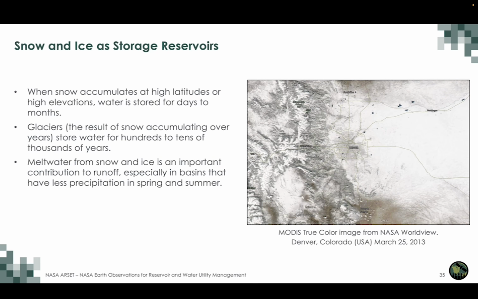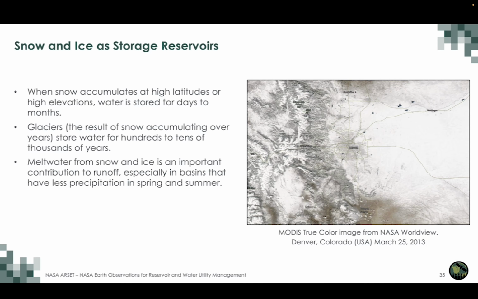Let's look at how snow and ice act as massive natural storage reservoirs for our watersheds. When precipitation falls as snow at high latitudes or high elevations, that water is effectively locked away and stored in place for days to months. On a much longer timescale, glaciers, which are formed from snow accumulating over many years, can store immense volumes of water for hundreds to tens of thousands of years. For reservoir operations, this delayed release is absolutely critical. Meltwater from snow and ice provides a major contribution to overall basin runoff, especially in regions that typically see very little precipitation during the spring and summer months.